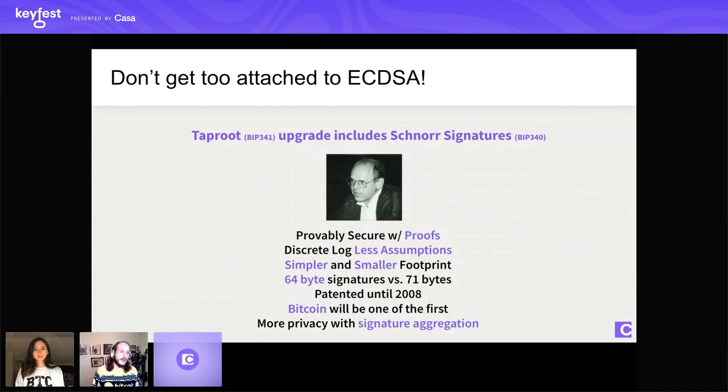This was patented up until 2008. And Bitcoin is actually going to be one of the first major open source implementations that's going to be using this. And the big benefit is instead of doing single signatures like we do with ECDSA, we're going to be able to aggregate all those signatures and put it on chain. So there's going to be more privacy benefits. There's going to be savings. It's a great piece of technology that's right around the corner.